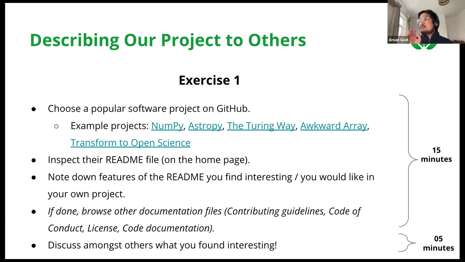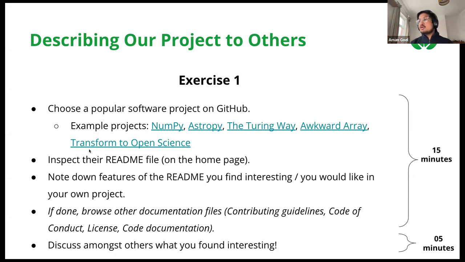So first we'll choose a popular software project on GitHub. Again, I've given some examples, but these are not the exhaustive list. So if you have any project that you want to look at for your domain, or if there is any popular GitHub project that you like, you can pick that. Second step is inspecting the README file.